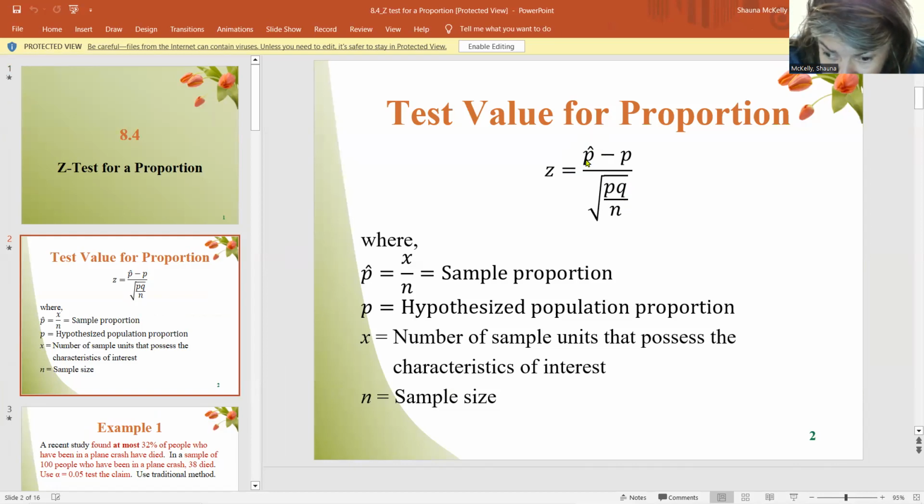P hat, the sample proportion, minus the population proportion, over the square root of the quantity: the product of the population proportion times q, the complement of the population proportion, divided by the sample size, all under the square root sign. That's our main difference for how we get the test value.